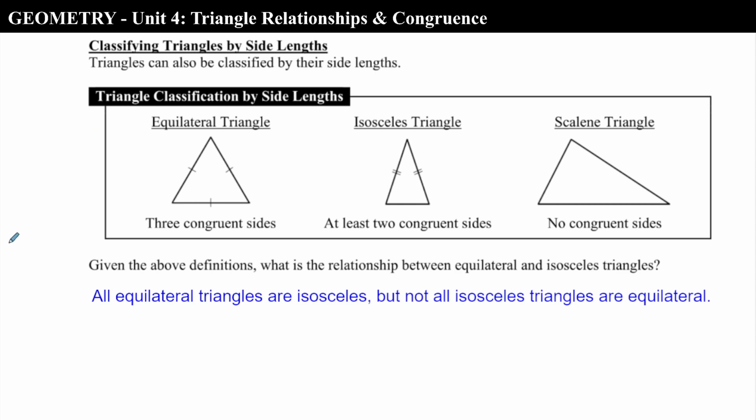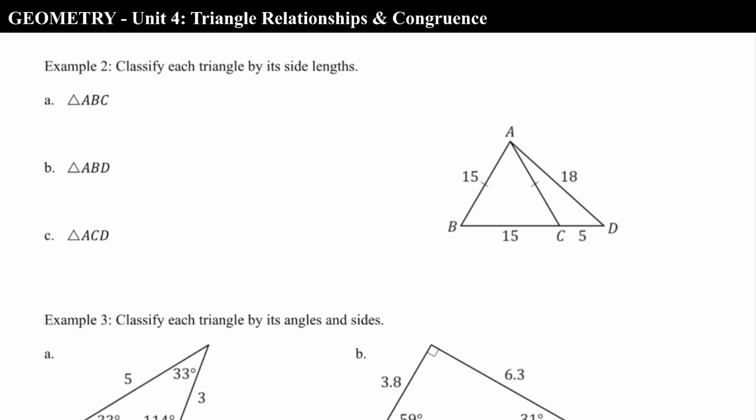All right, let's take a look at some examples of classifying by side lengths. Let's first look at ABC, the left-hand smaller triangle. We know that this side, the left side and the right side are congruent. So if this side is 15, this side must be 15, and the bottom is 15, so we have an equilateral triangle.